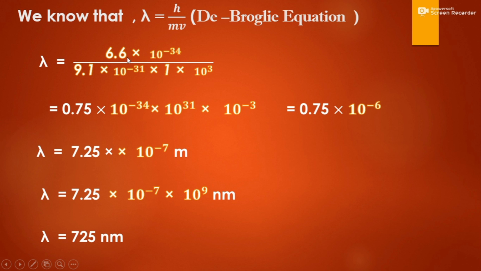Then 6.6 upon 9.1 is 0.75 into 10 raised to minus 34 as it is, into 10 raised to minus 31, which goes to the numerator and becomes 10 raised to plus 31, into 10 raised to plus 3, which goes to the numerator, so it will become 10 raised to minus 3. Then 0.275 into 10 raised to minus 34 into 10 raised to plus 31, minus 3, it becomes 10 raised to minus 6. Then lambda is equal to 7.24 into 10 raised to 7 meter.